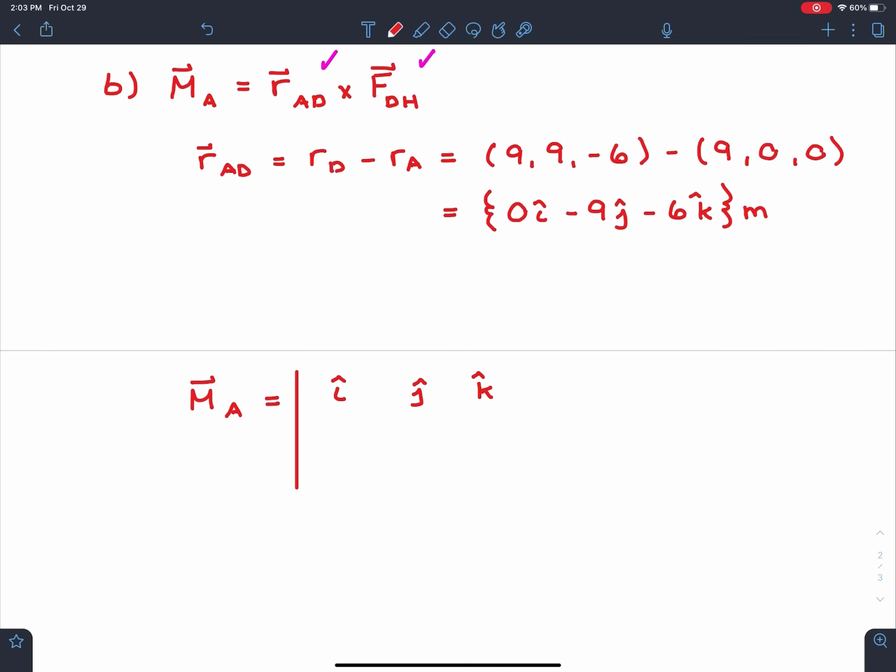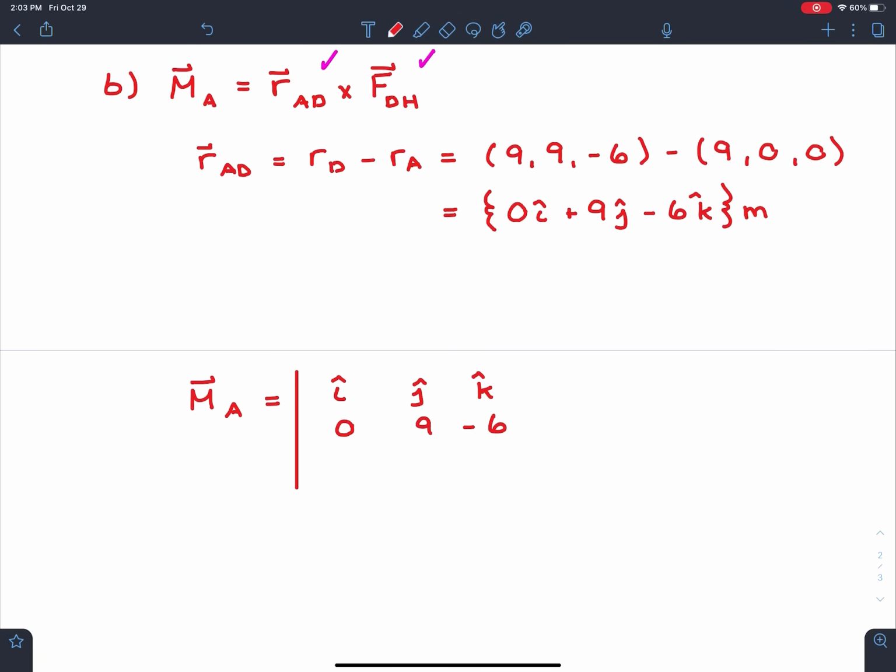Doesn't matter what you're doing, unless it's triple scalar product, but you guys shouldn't be doing that. It doesn't matter what you're doing, this is what you guys are going to do. And then the second row is always going to be the components of the position vector. So if we look at our position vector, which is still on screen above, we see that it is 0, negative 9, negative 6. Not too bad. Actually, it should be positive 9, not negative 9. See, just saved myself a lot of time right there.